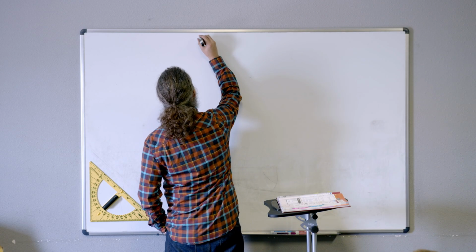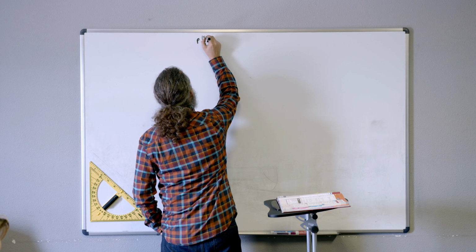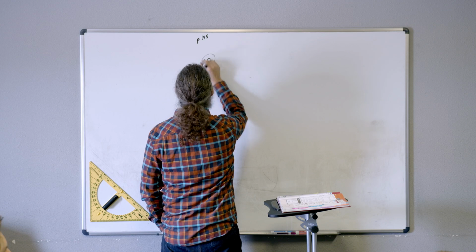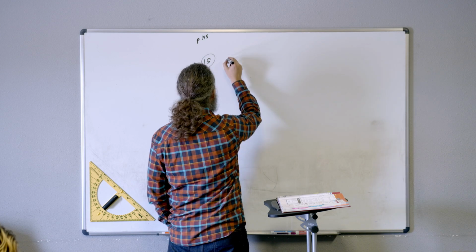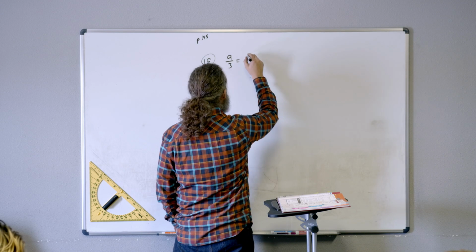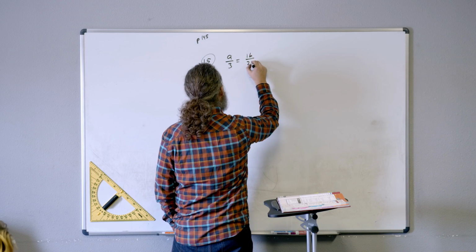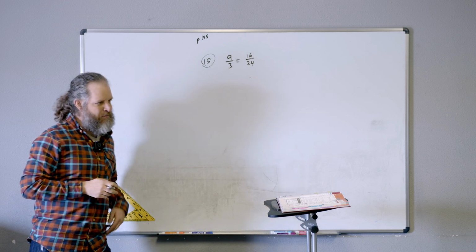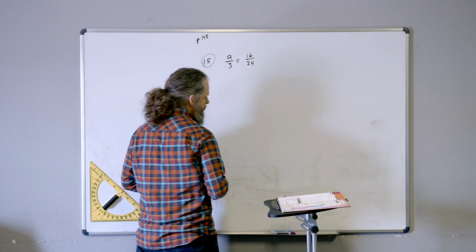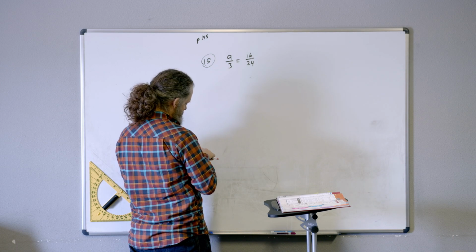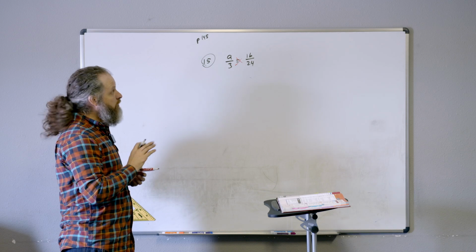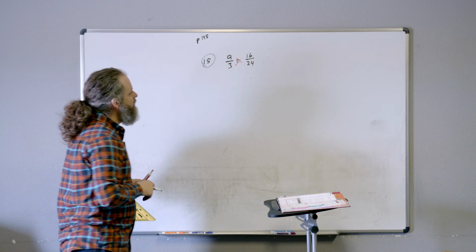Still on page 145. Number 15. So we got to solve a over 3 equals 16 over 24. We've got a proportion. How do we solve a proportion? We cross multiply. Cross multiply and divide. All you said technically was cross, but I think correct. You could reduce. That is a way you could do things.